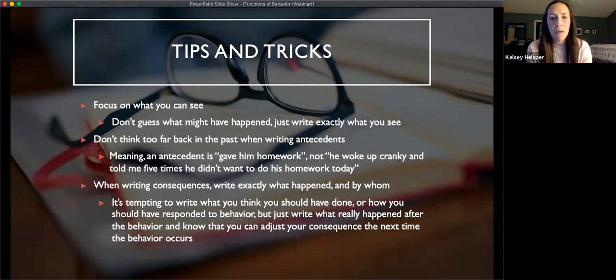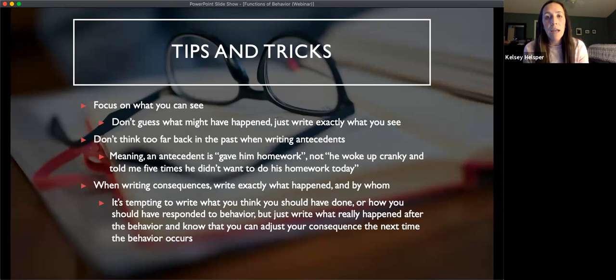And then when writing consequences, write down exactly what happened and as many details as you can think of that would be applicable, like who it was, what environment you were in, anything like that, the specific toy that they were playing with.